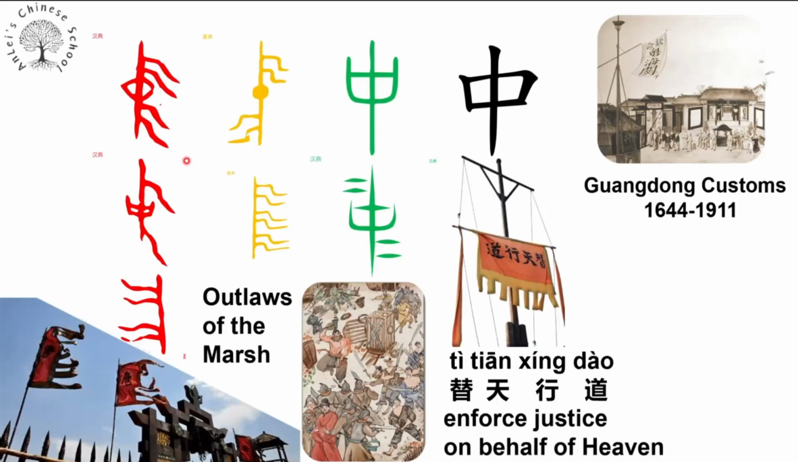In oracle bone inscription and bronze inscription, this is the flagpole. In the middle is the flag. These are the tassels. Small seal script is the flagpole with the flag in the middle. And we could find this ancient flag. There's one ancient classical novel, Outlaws of the Marsh. This flag is for the rebels. The characters in the middle are 替天行道, enforce justice on behalf of heaven. This picture is the Guangdong customs in the Qing dynasty, and you can see the flags in the middle of the flagpole.